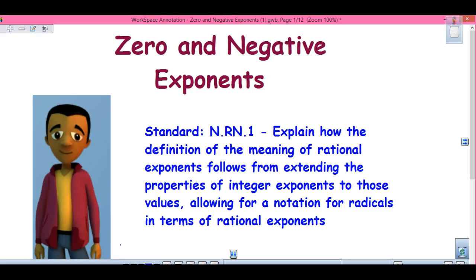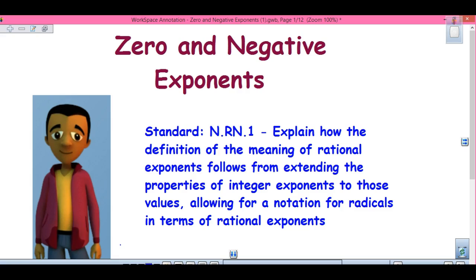All right, 0 and negative exponents. Okay, in your calculator, type in 5 to the 0 power. What do you get? 1? Type in 10 to the 0 power. Type in 120 to the 0 power.